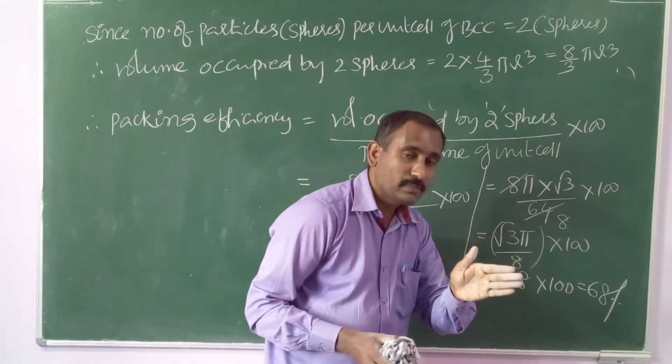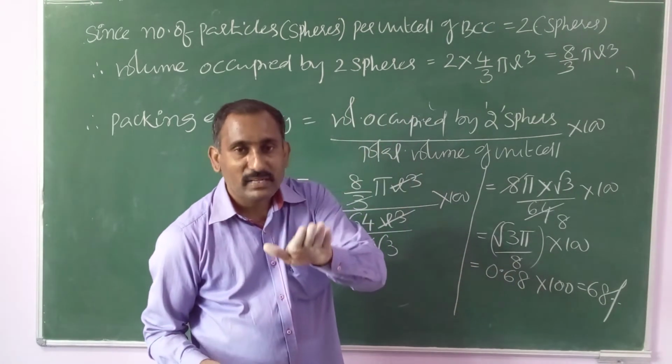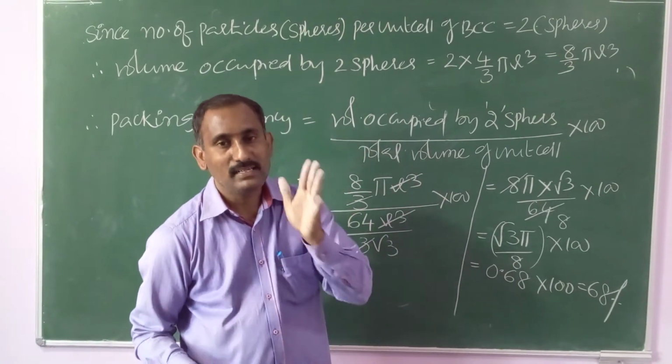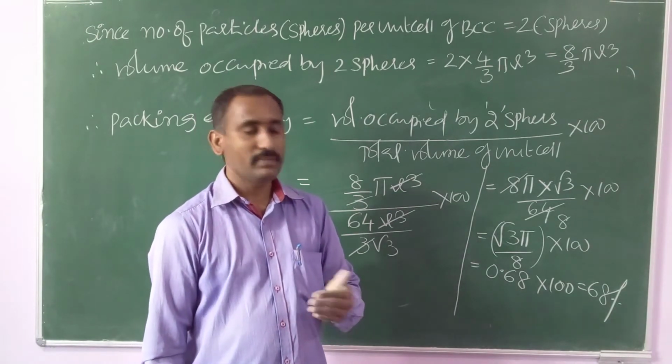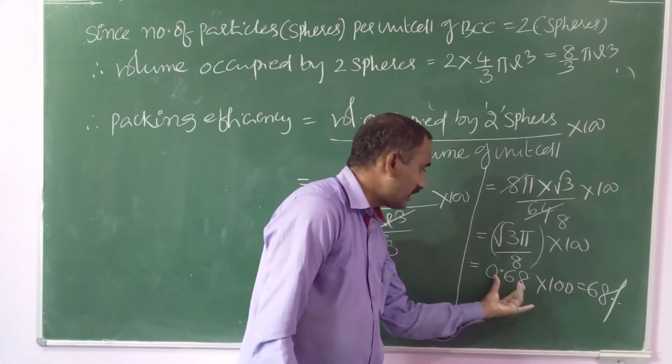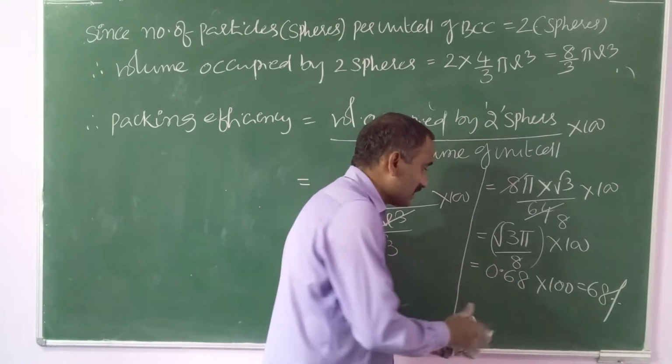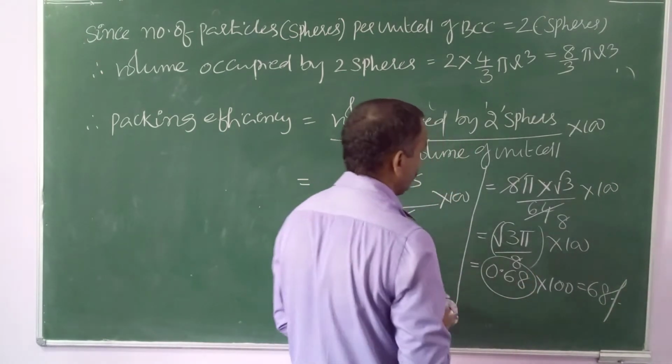Packing efficiency 68% means only 68% of the space is occupied by the particles. The remaining 32% is empty space. Empty means voids. If they ask what the packing fraction value is, packing fraction means 0.68.